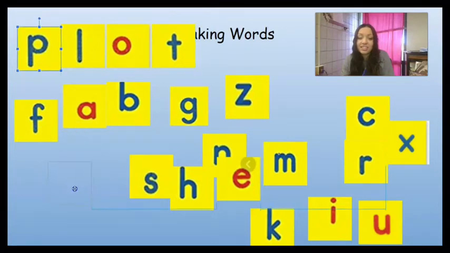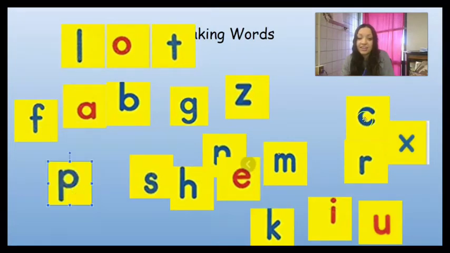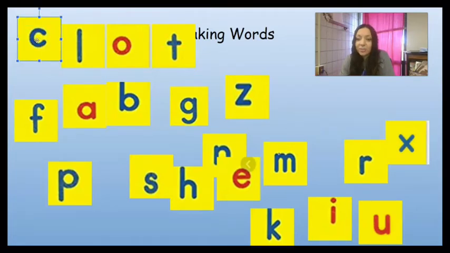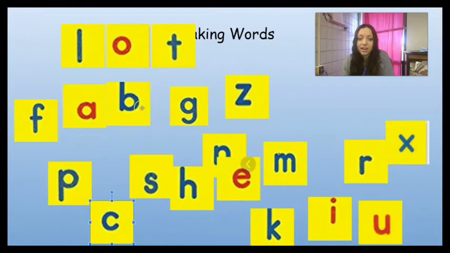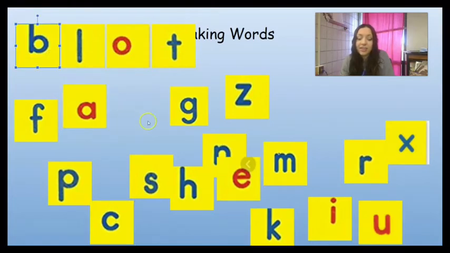What if I change the P to a C? Now what blend do I have? The CL, which is cool. So cool, ot, clot. Perfect. All right. And then to a B, and I've got bull, ot, blot. Very good. All right, you guys did an awesome job making words today.